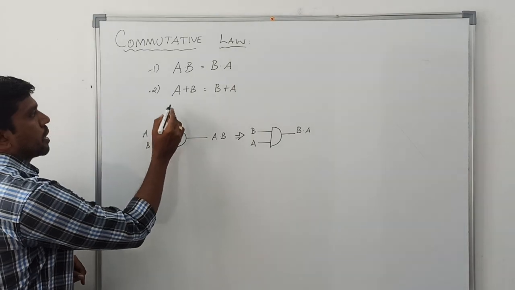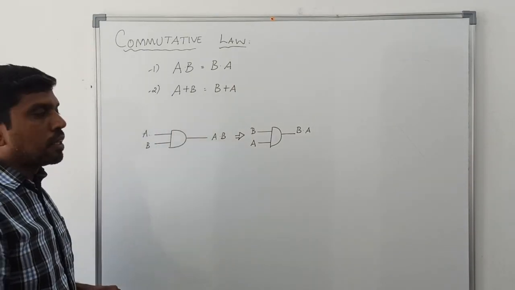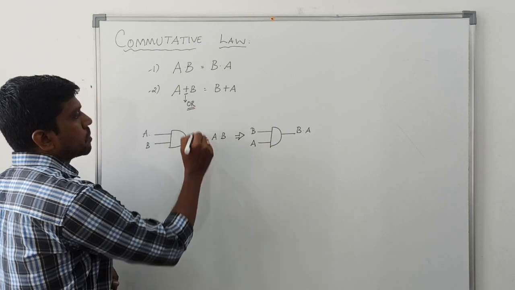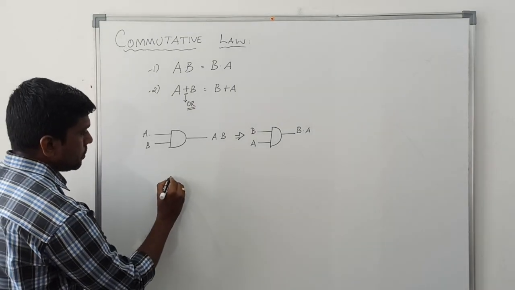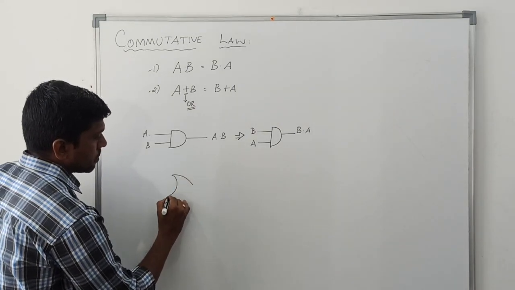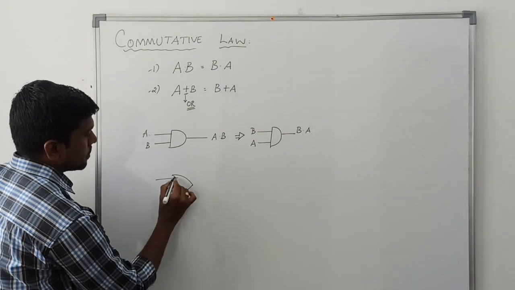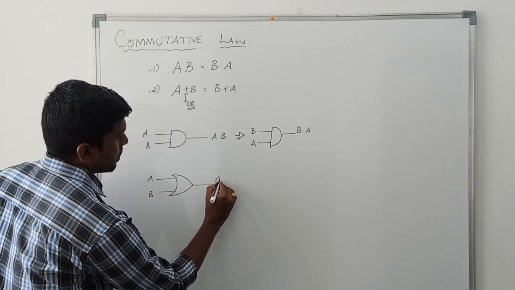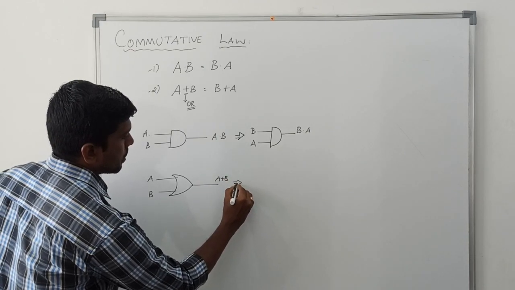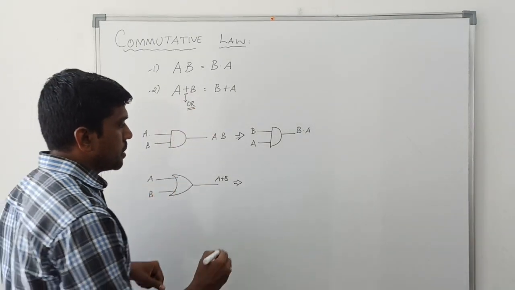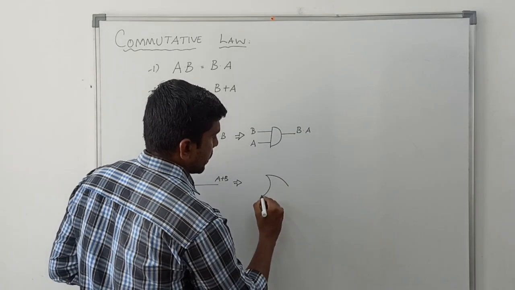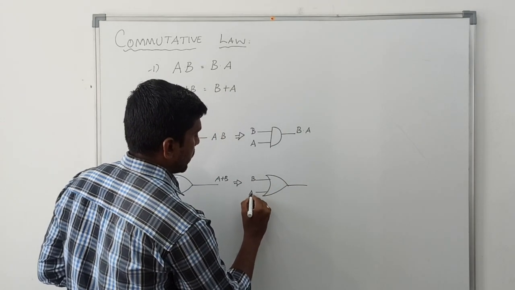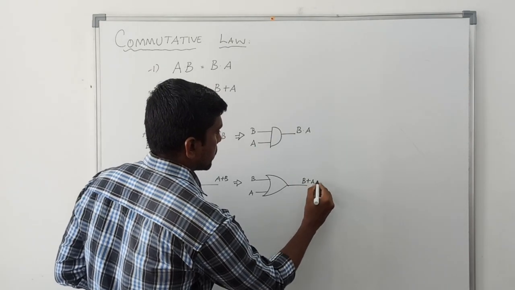Then come to the second law, A plus B equal to B plus A. Here the operator is plus, and plus represents OR, so it is an OR operation, an OR gate. The inputs are A and B, and the output of the OR gate is A plus B. So A plus B equal to B plus A. Here we just change the sequence of input to B and A, so B plus A.